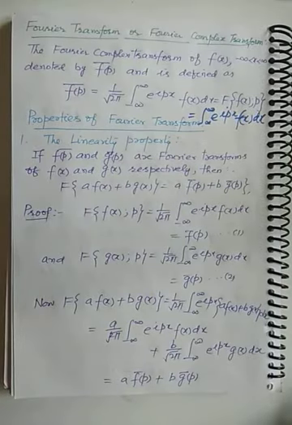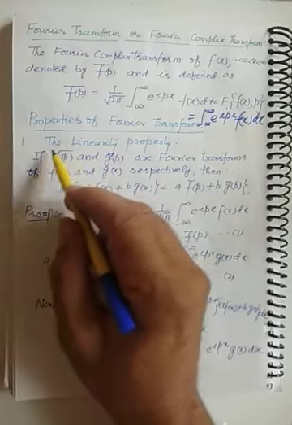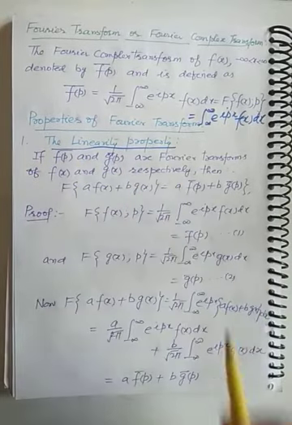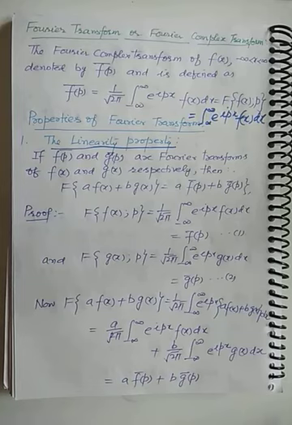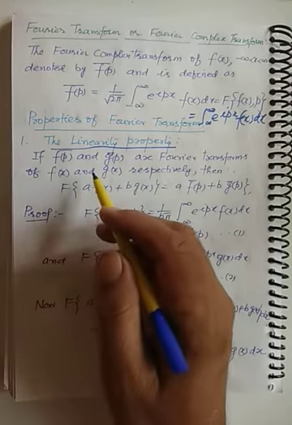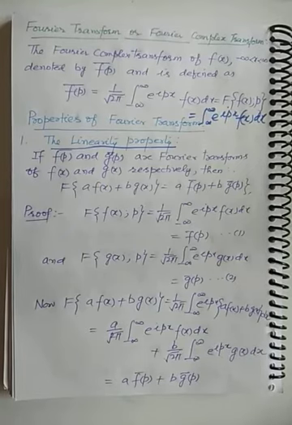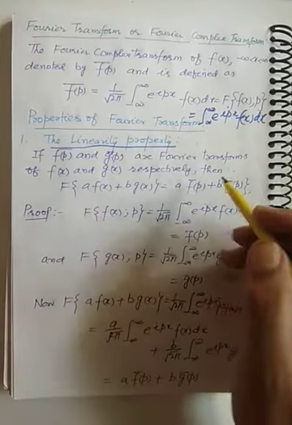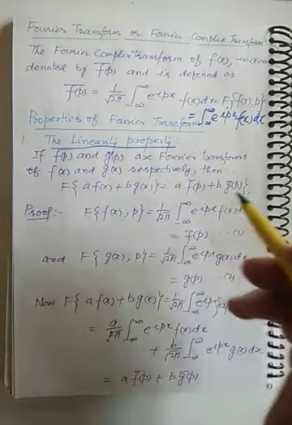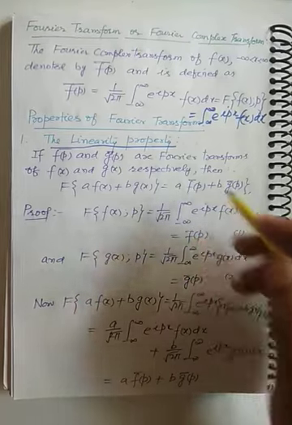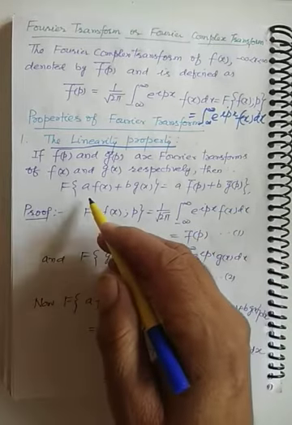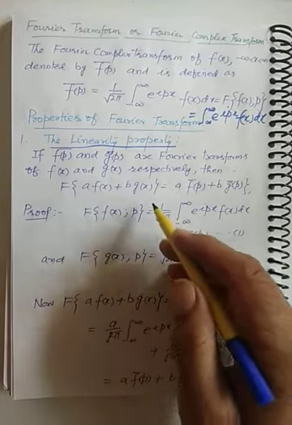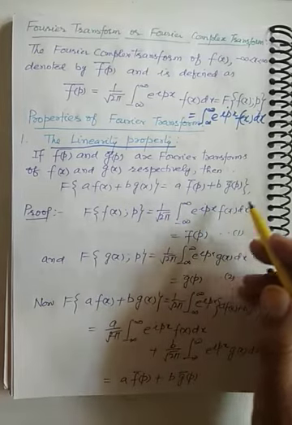Properties of the Fourier transform. First property is the linearity property. These properties are the same for the Fourier sine transform, Fourier cosine transform, or Fourier complex transform. We will discuss these properties for the Fourier complex transform. If F bar(p) and G bar(p) are Fourier transforms of f(x) and g(x) respectively, then the Fourier transform of a f(x) + b g(x) is equal to a F bar(p) + b G bar(p).